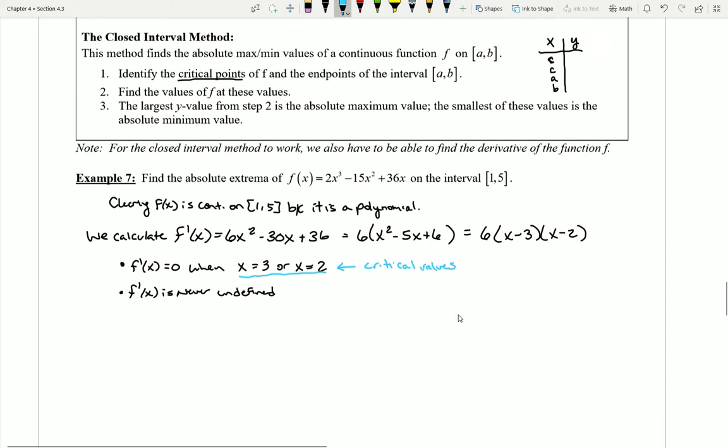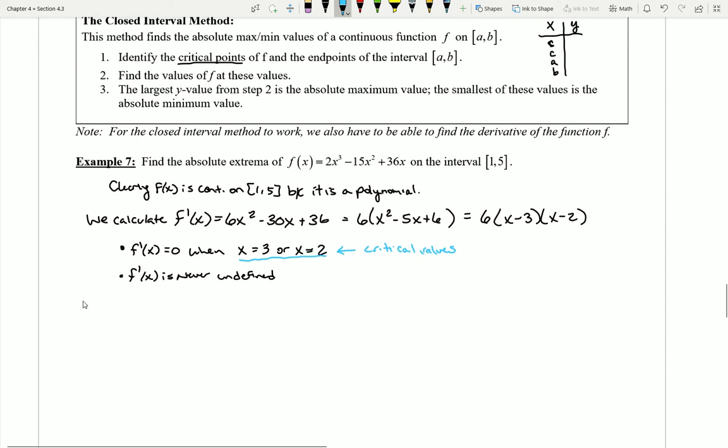So what I'm going to do is make my list of potential candidates. Okay, so let's see. My potential candidates for where there might be high and low points on this picture are going to be at 3, at 2, at 1, and at 5. Notice I'm only working on the interval 1 to 5, so if any of these values had been outside of this interval, I would have disregarded them.